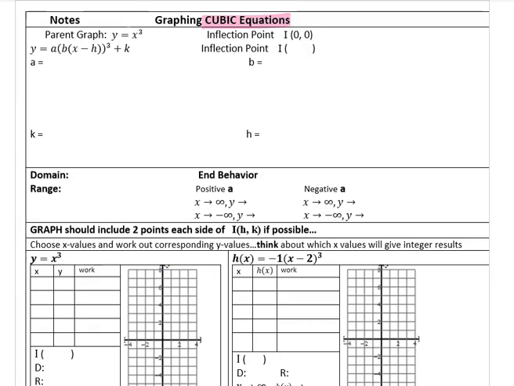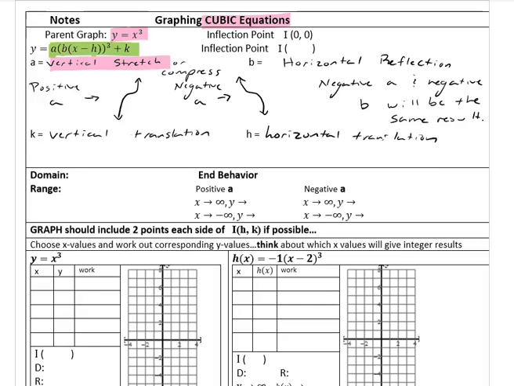The parent graph is y equals x to the third power, which means that's the most basic graph. When I start to add transformations, it's going to look like this one here, where you have a, b, h, and k. Just notice that the third power is there because that's a cubic function. Let's review what all these things are again.